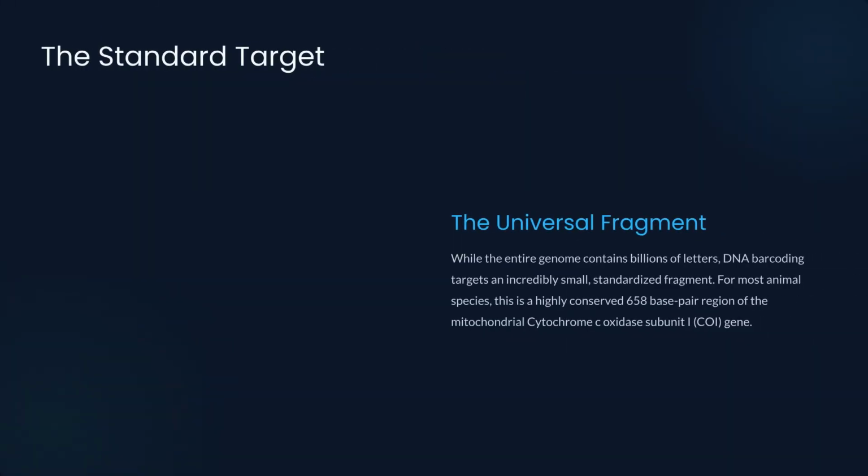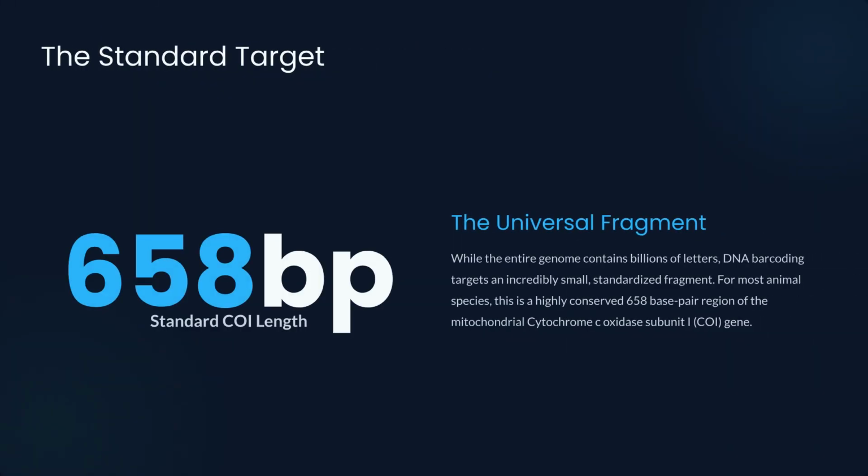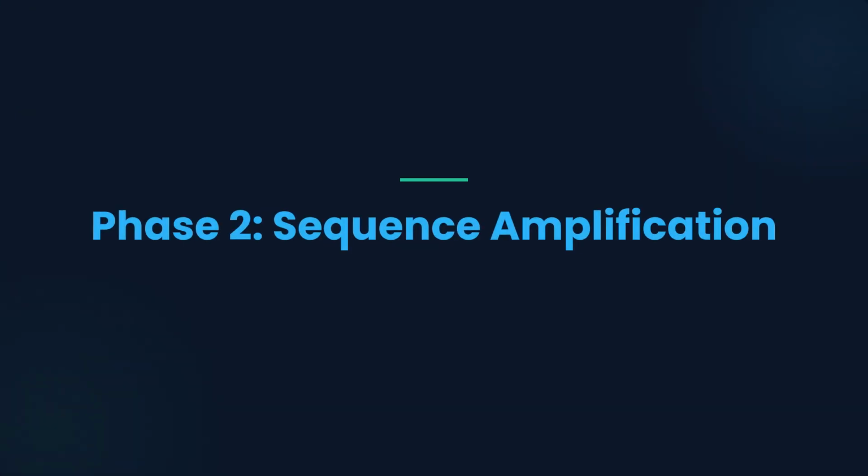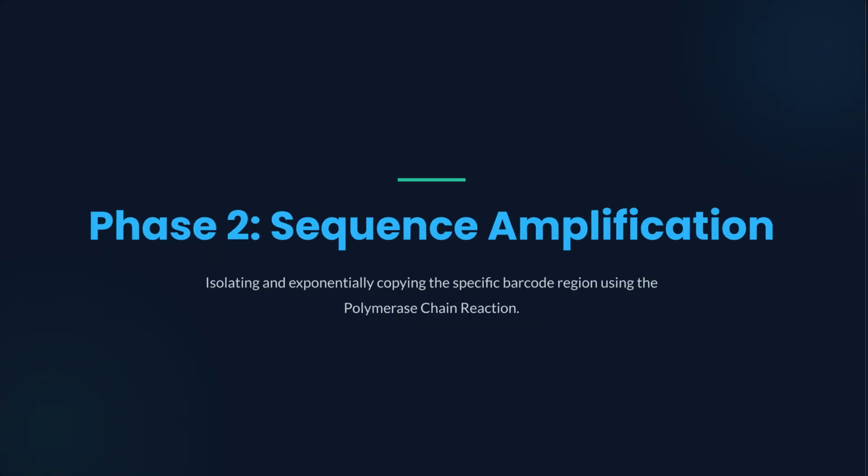DNA barcoding targets a small, standardized fragment, the 658 base pair region of the mitochondrial COI gene for most animals. This universal fragment is highly conserved. Phase 2 focuses on sequence amplification. This involves isolating and exponentially copying the specific barcode region using the polymerase chain reaction, or PCR.